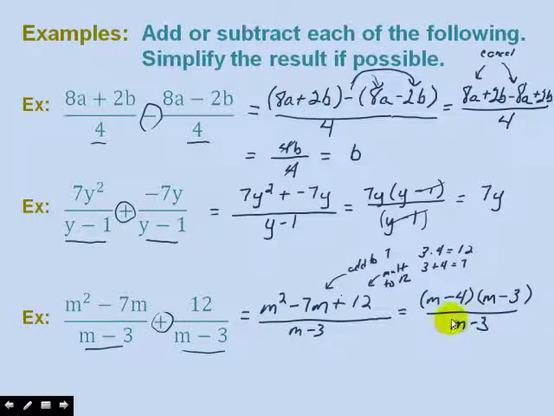Now again, our denominator, if we look at the whole thing, that counts as a factor, so we can cancel it with the m minus 3 we have on the top. And that leaves us with a final result, simplified, of m minus 4.